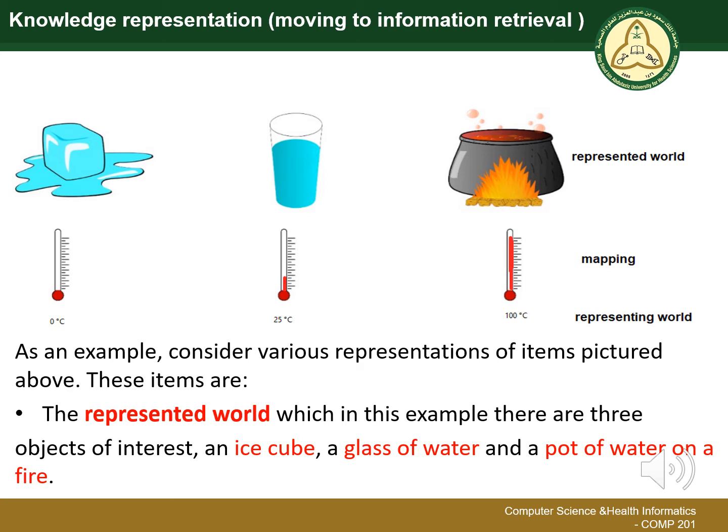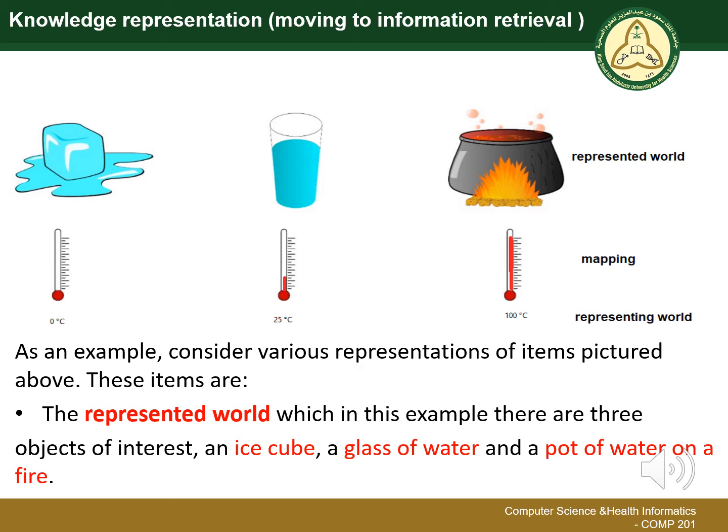So the represented words are the objects: the ice cube, the glass of water, the pot of water on a fire. As we said, the represented word is the information that I want to represent. As for the representing word, it contains the data that represent the information. So what is the thing that will help me represent the temperature of the water? It is the height of mercury. The height of mercury will be the representing word, because from it I can represent the temperature of the water for each object.